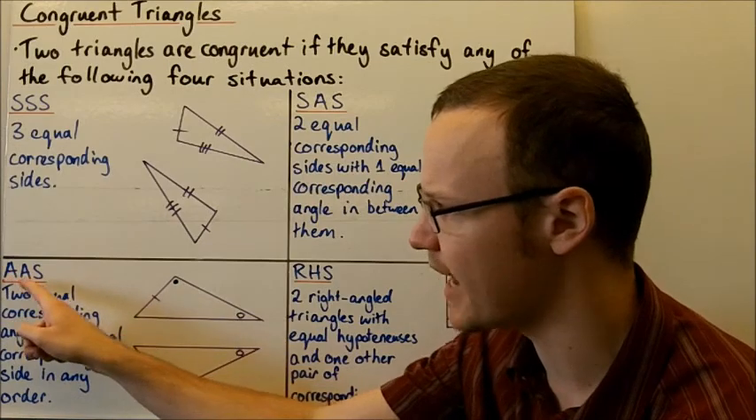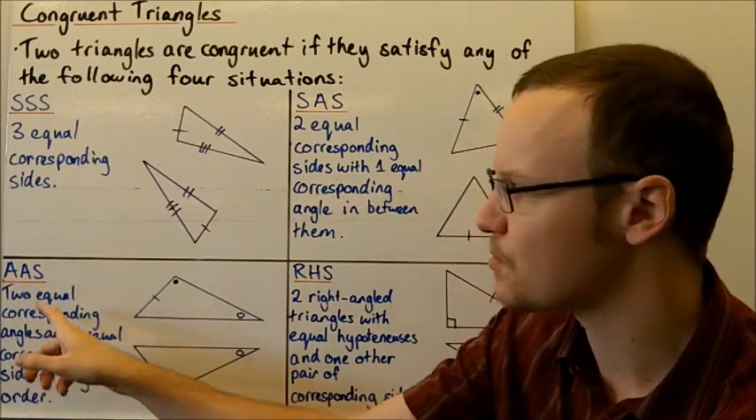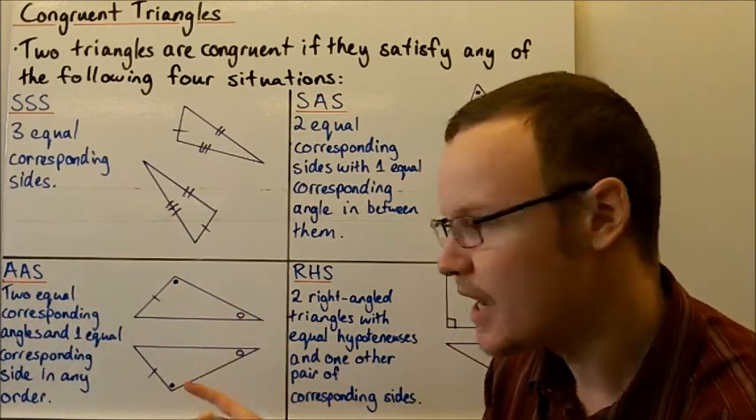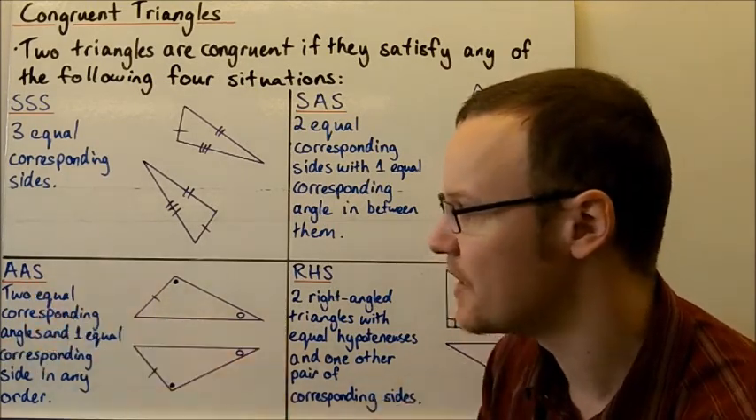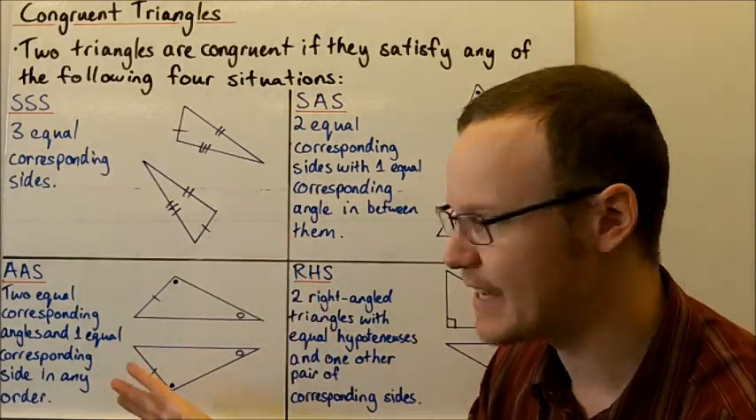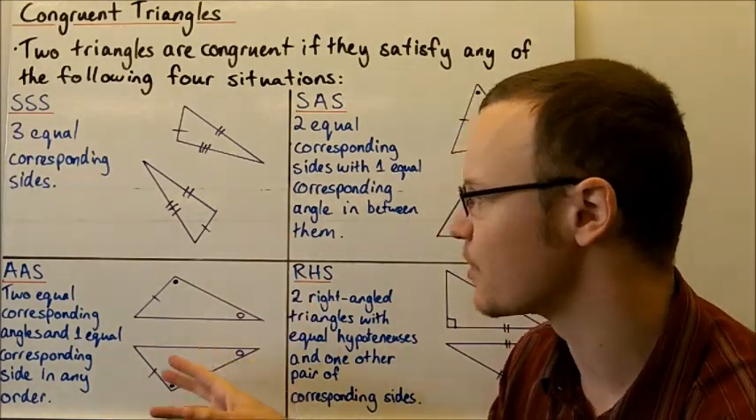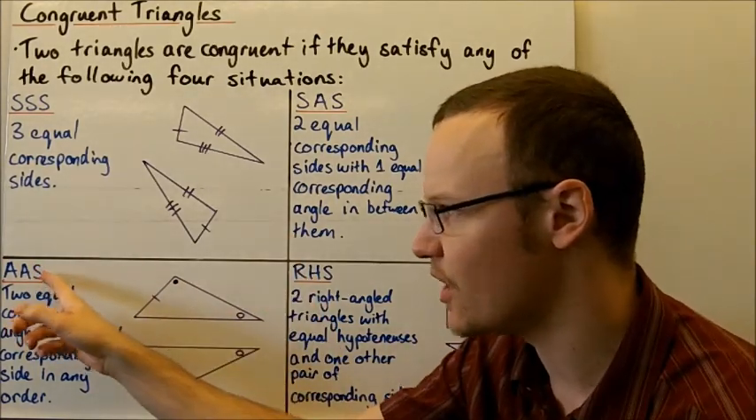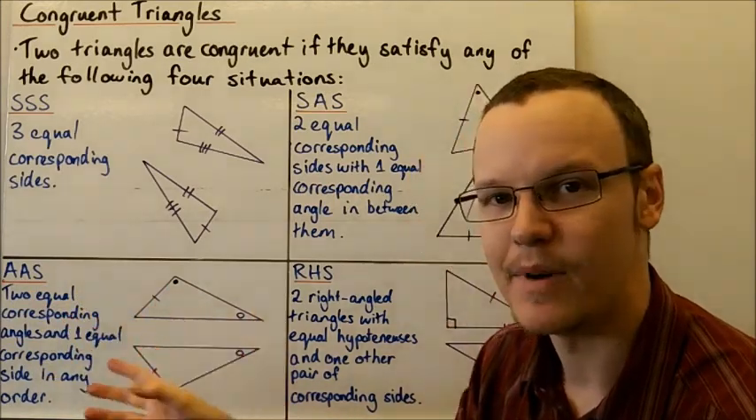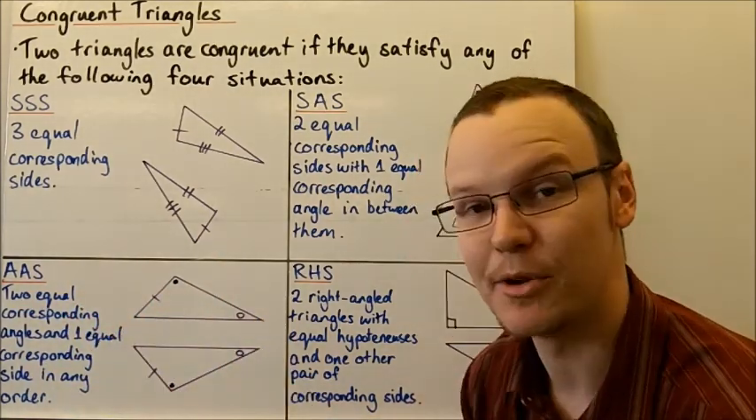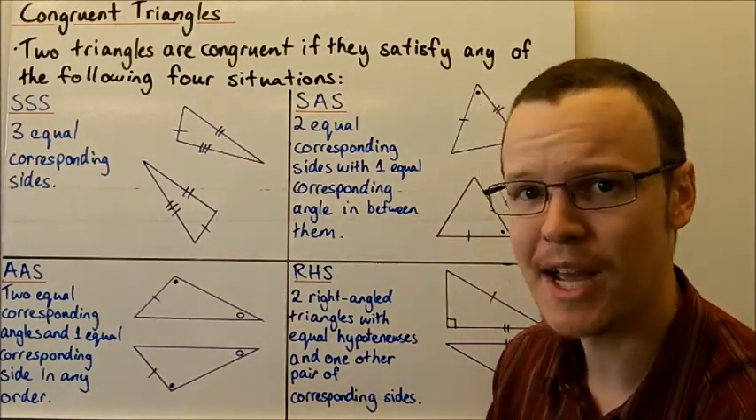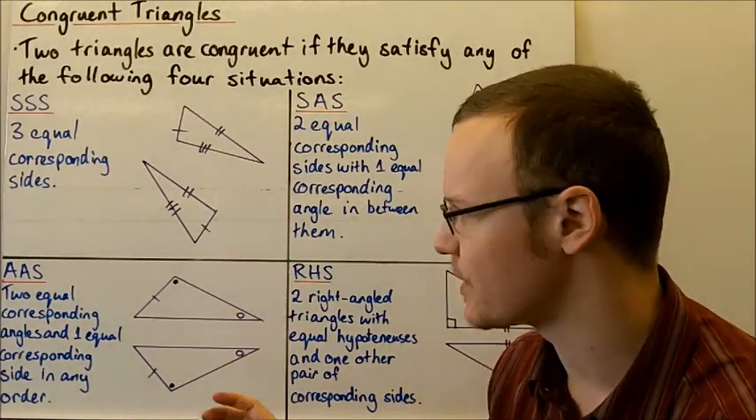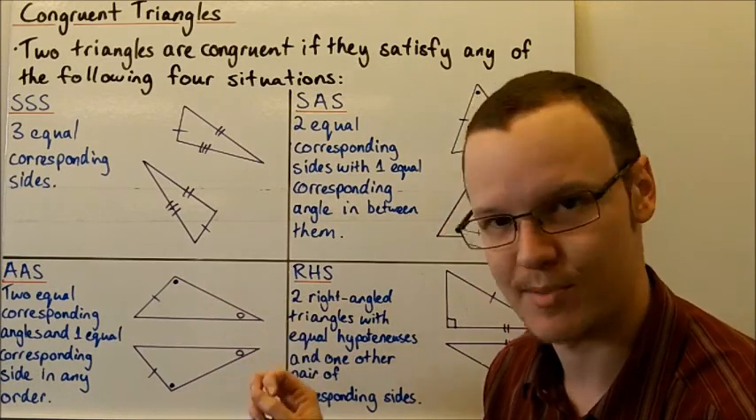The next rule is angle, angle, side. This is with two equal corresponding angles and one equal corresponding side. Now, these can be in any order. The side doesn't need to be after the angles. The side could be in between the angles. It could be any two angles and any side in the triangles that are corresponding.